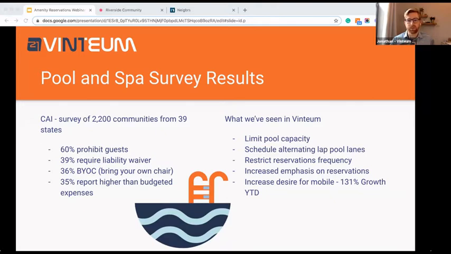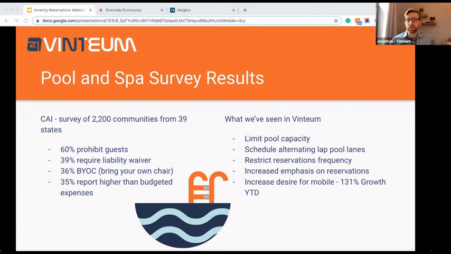And some of the things that we've seen at Vinteum, to go along with that CAI survey, we've also seen limited pool capacity. We've seen scheduling, alternating pool lanes. So if you've got a total of 6 lanes, you're only scheduling for 3 of those now. Restrict reservation frequency. You want everybody to have a fair opportunity to use the pool or use different amenities. Definitely increased emphasis on reservations, whether that's calling the property manager who has a master calendar, or using a digital tool like we were talking about earlier.